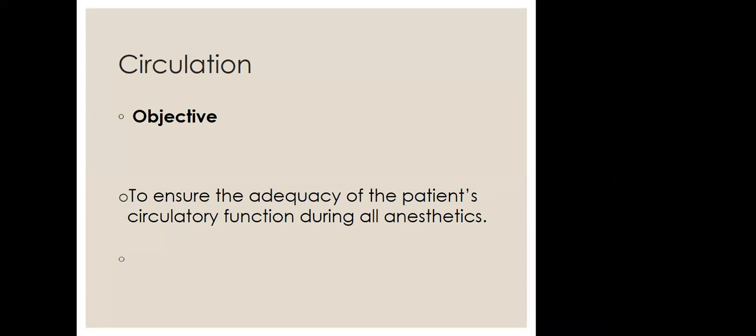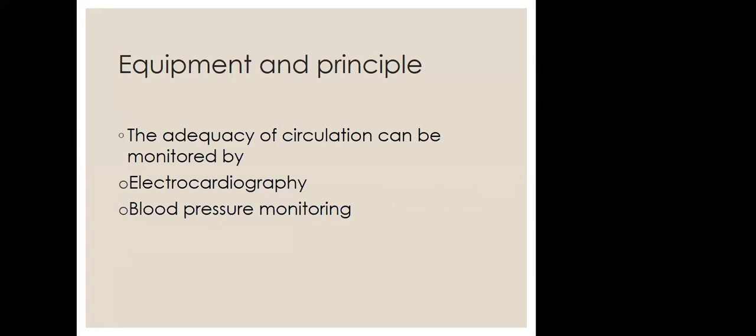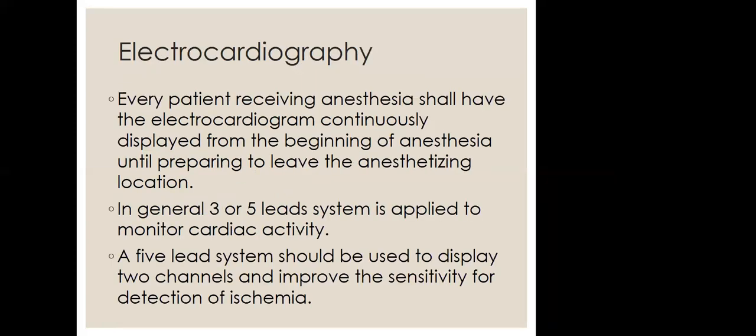Now I will move on to circulation. Why is circulation important? It ensures the adequacy of the patient's circulatory system during all anesthetics. We can monitor that with the use of ECG electrodes and blood pressure monitoring. Every patient should get continuous ECG monitoring if we are giving them anesthesia. Even if we are giving sedation, if we are intubating the patient, or if we are using MAC, monitored anesthesia care, in all these cases we have to monitor the ECG.